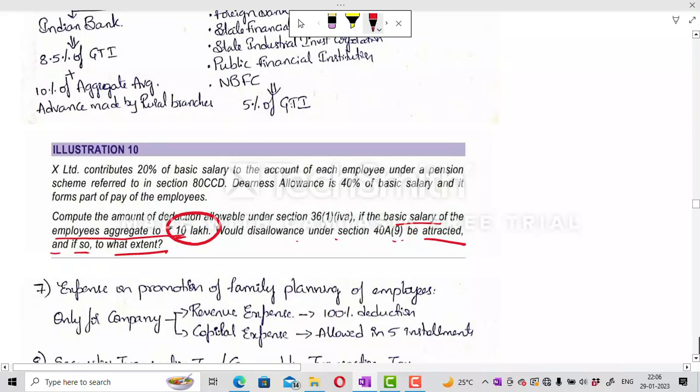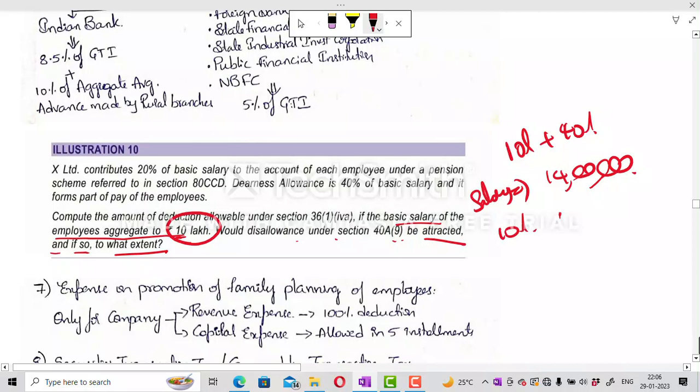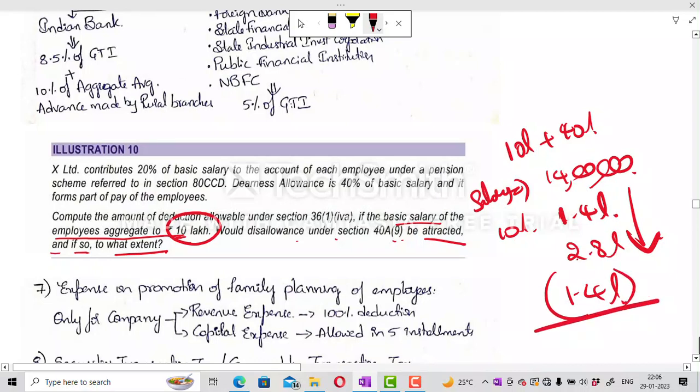See, what is the actual amount of deduction that should be made? For 10 lakh salary, 40% is dearness allowance, means 14 lakhs. No? This is the salary. We should take 10% of that, means 1,40,000. What they have taken is 20%, means 2.8 lakh. Whichever is lower, means 1.4 lakhs. They have already taken 2.8 lakh. So minus 1,40,000.